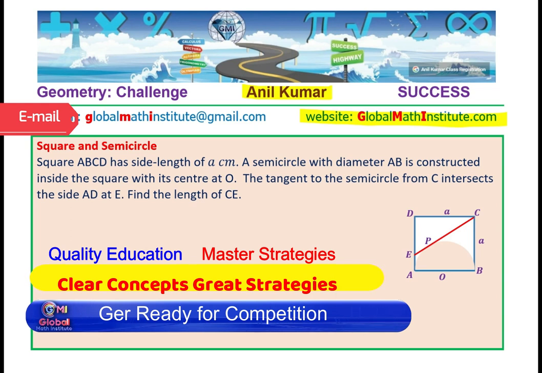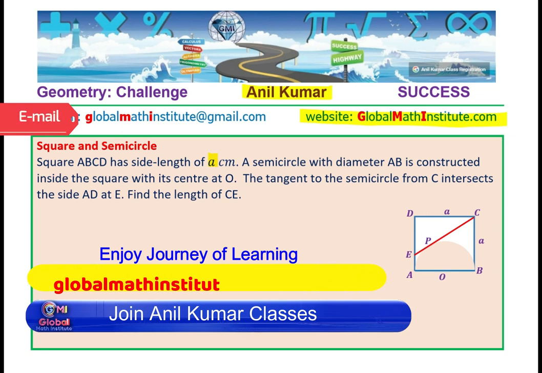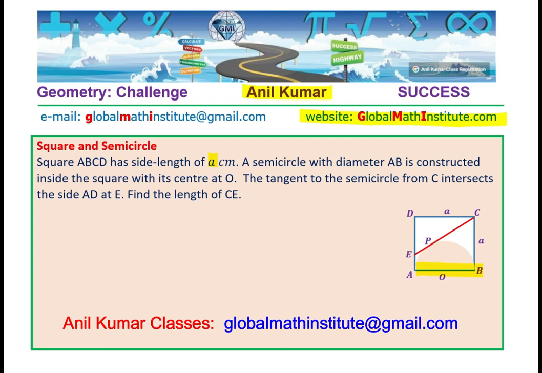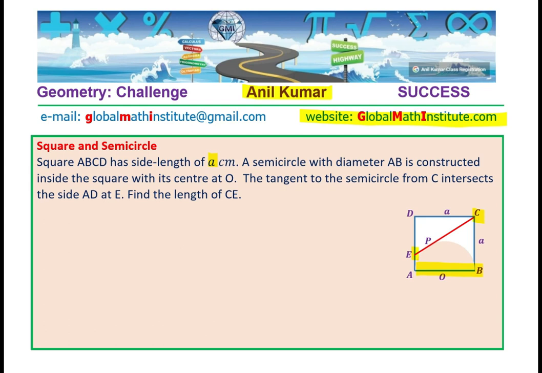The question here is: square ABCD has side lengths of a centimeter. A semicircle with diameter AB is constructed inside the square with the center at O. The tangent to the semicircle from C intersects the side AD at E. Find the length CE. You can always pause the video, answer the question, and then look into my suggestions.